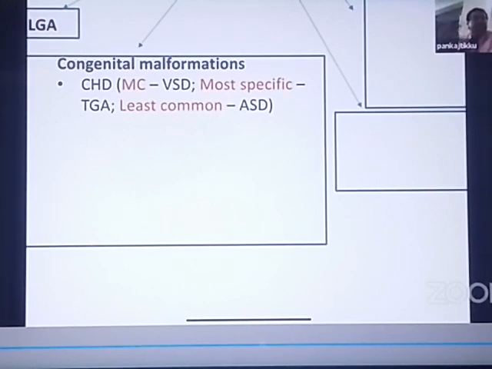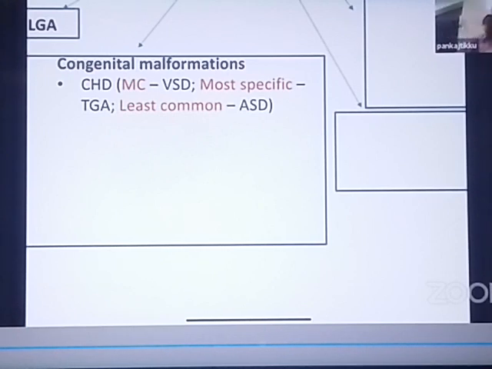What is the full form? Ventricular septal defect. So there is a defect in the ventricular septum. We'll talk about some of these heart diseases in the next chapter. So which is the most common congenital heart disease in infants of diabetic mothers? Ventricular septal defect. Which is the most specific complication?